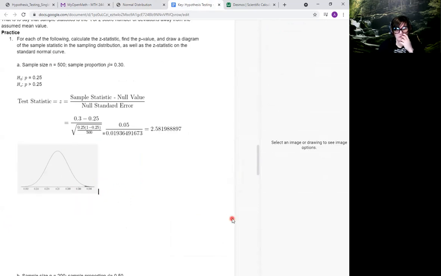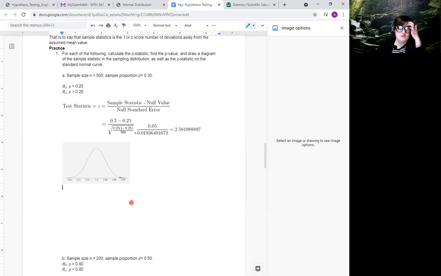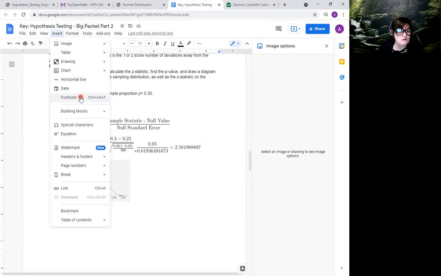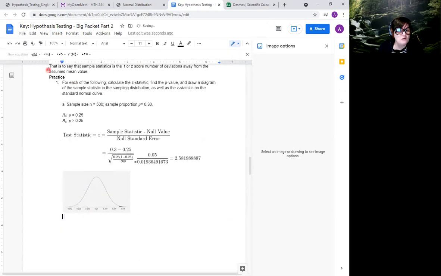So instead, I'm going to say this is the sampling distribution. I'm going to say p hat. We'll need to insert an equation. You can go \hat and then space p hat in the sampling, specifically the null sampling distribution.